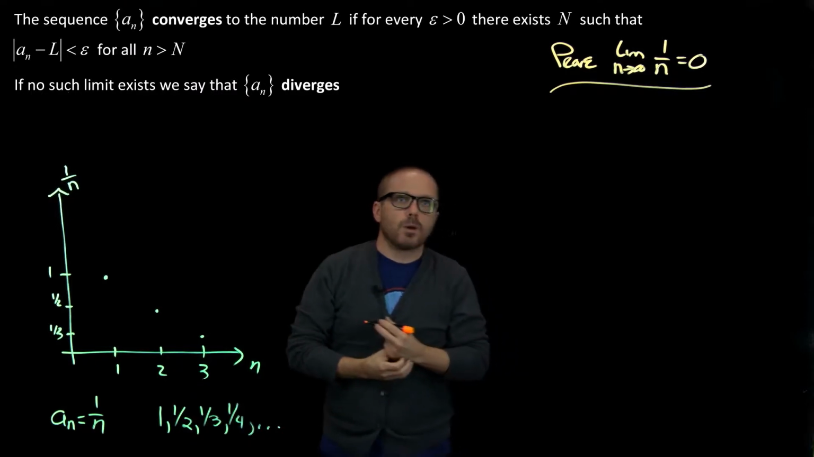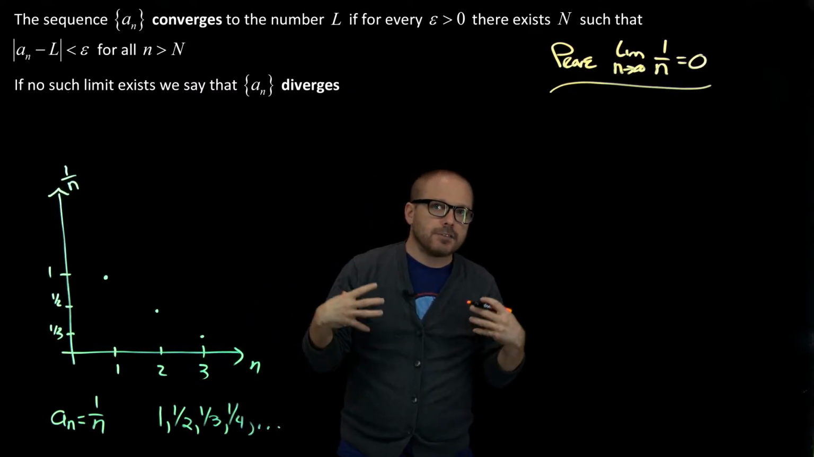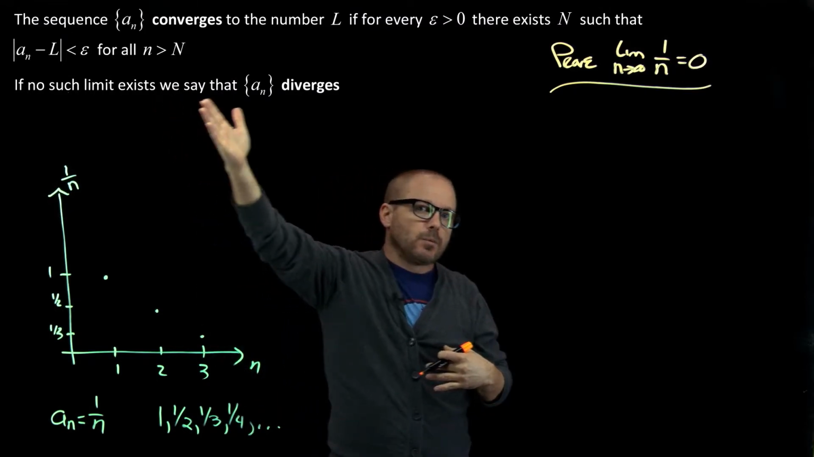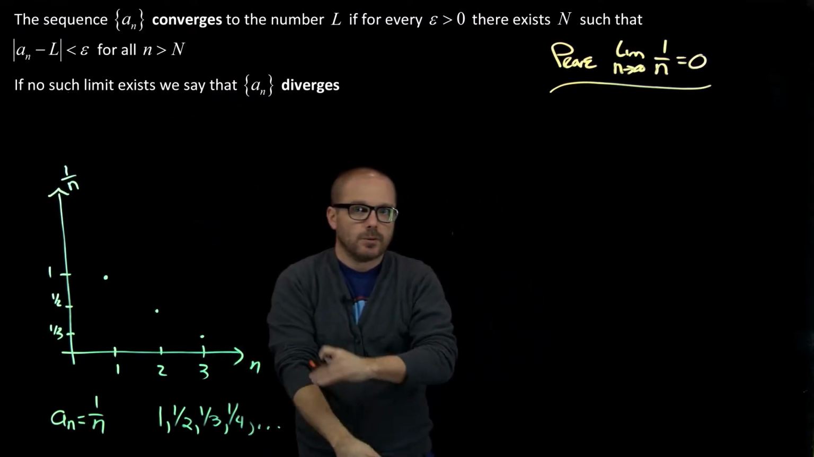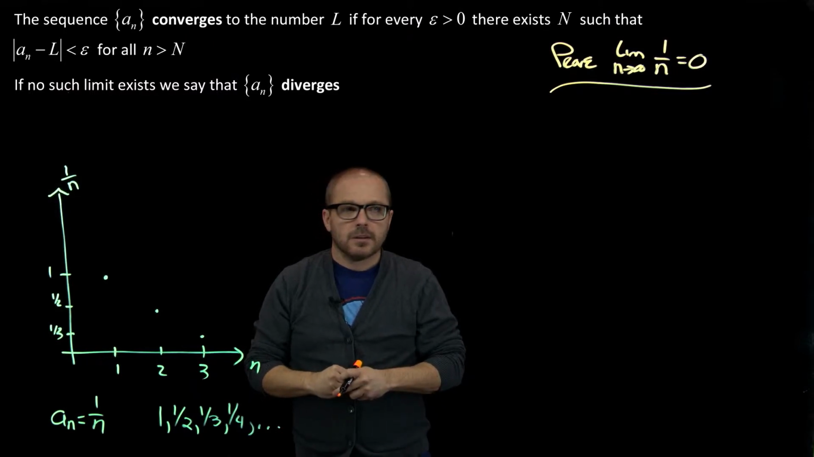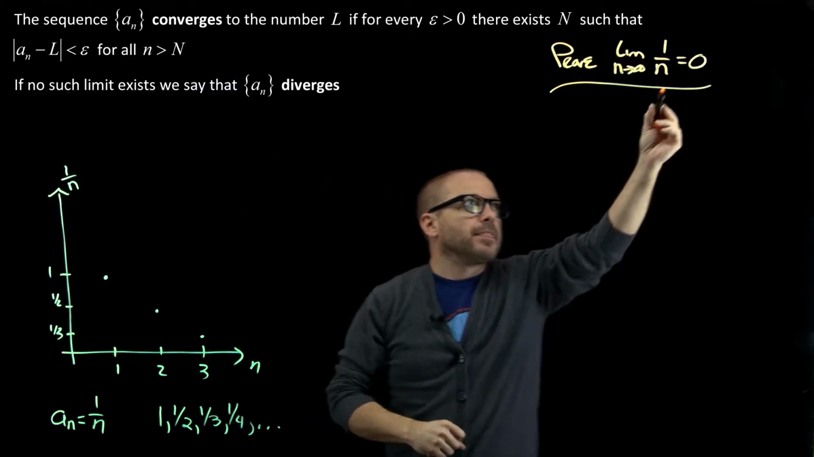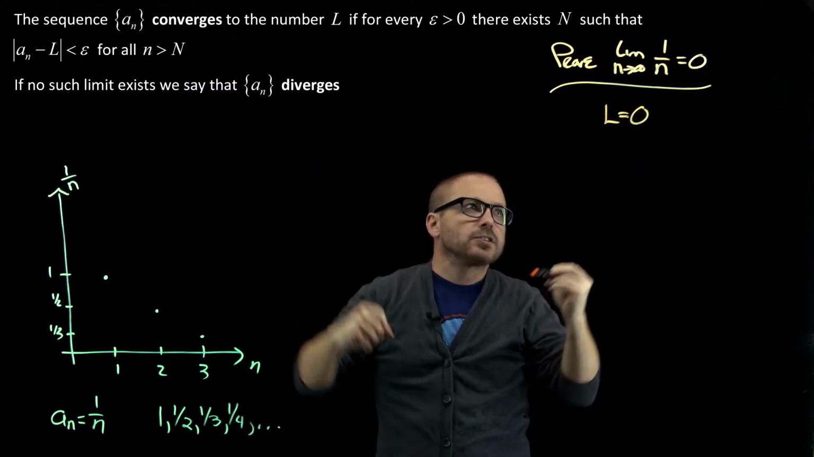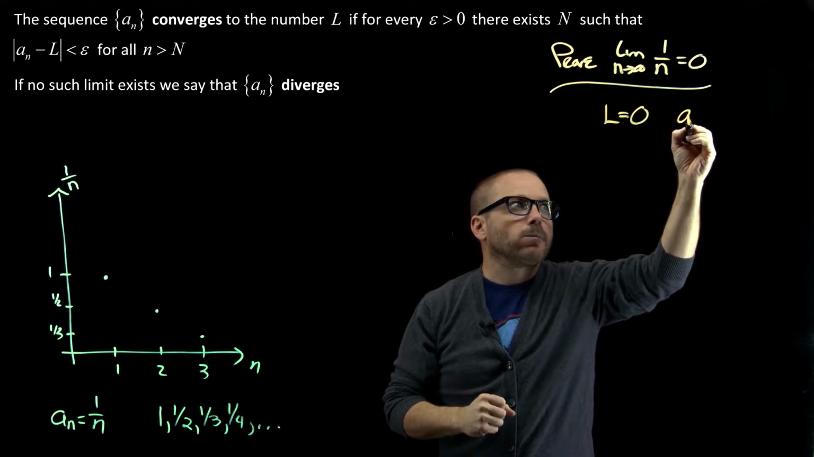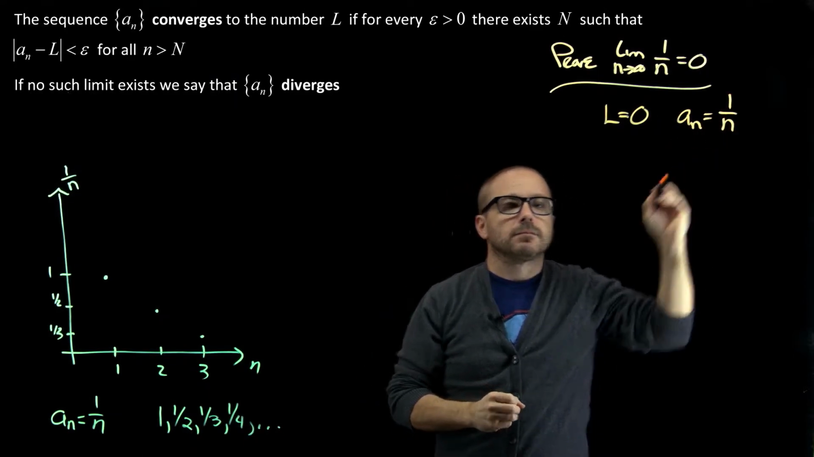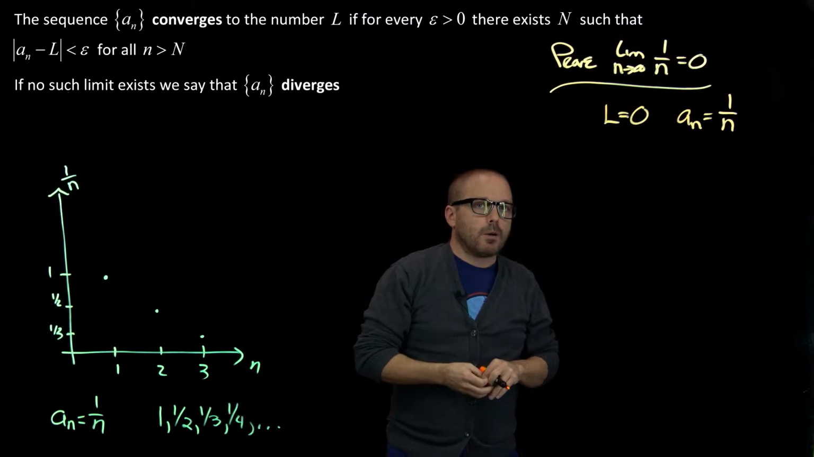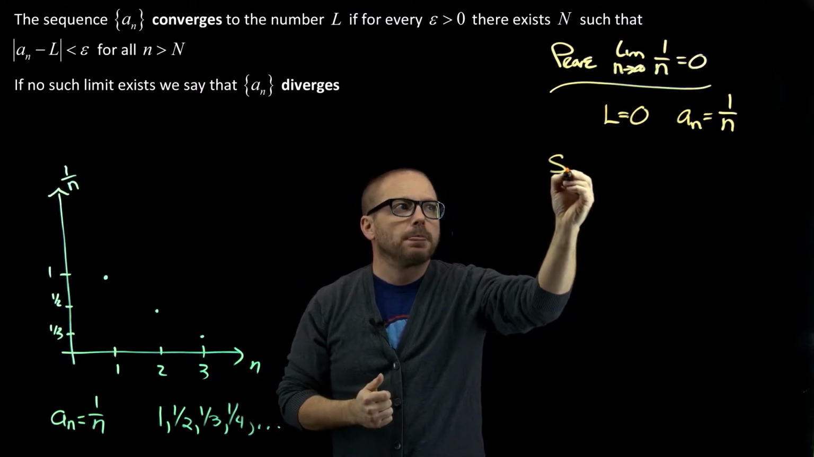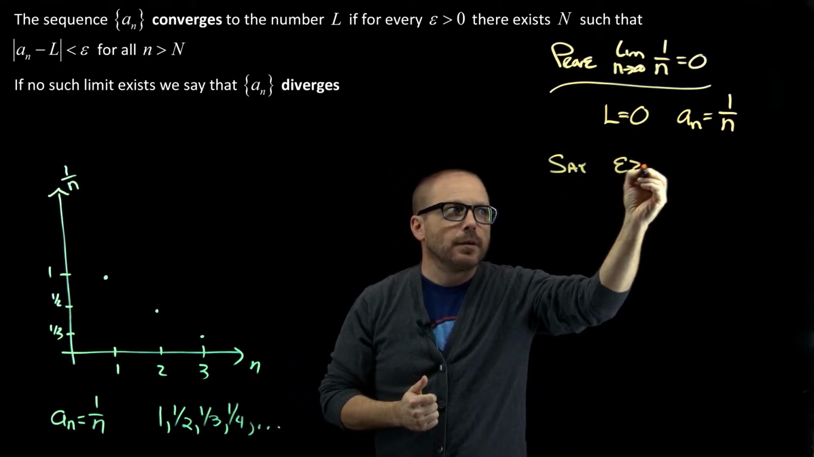OK, so what do I need to prove? I need to prove that if you give me any epsilon greater than 0, I can find that big N such that when I'm out past that, I'm that close to 0. So, in the notation of that, this is our L, right? So L is 0. And in that notation over there, the a sub n's are 1 over n, right? So what I want to start off with is say you give me any epsilon bigger than 0. So say epsilon is some number bigger than 0.